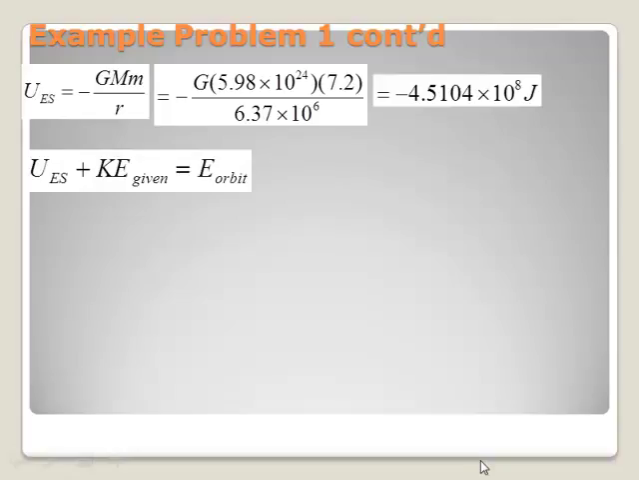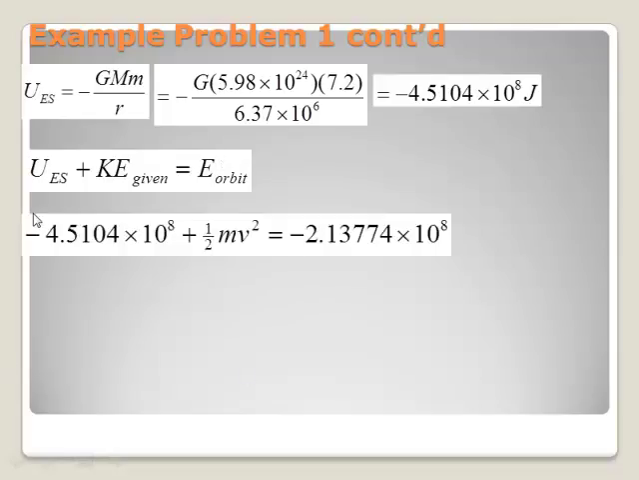Now, since mechanical energy is conserved, the gravitational potential energy that the bowling ball has on Earth's surface plus whatever kinetic energy it's given will be equal to the total mechanical energy that it has while it's in orbit. So we can use this information to solve for the speed that we need to give the bowling ball. So we just want to go ahead and plug in numbers. So this is the gravitational potential energy on Earth's surface that we just calculated. This is the kinetic energy we want to give it. And this is the total mechanical energy of the object in orbit that we calculated on the previous slide.